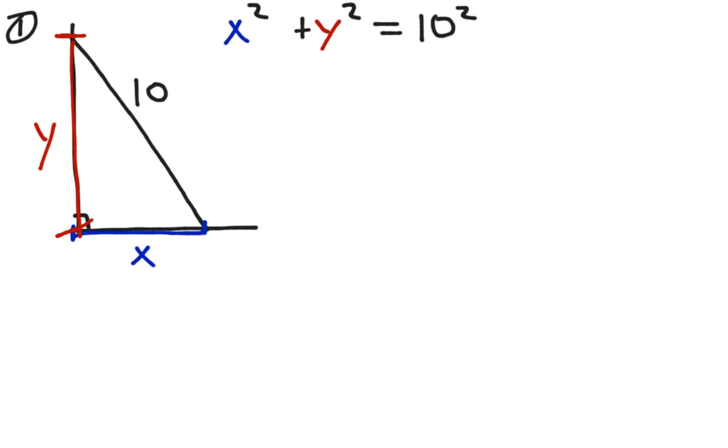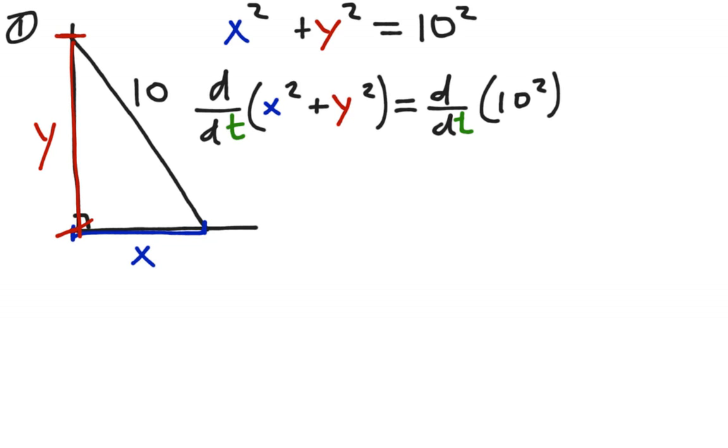Step 4, take the time derivative of each side to get the related rates equation. Cool. There it is. So let's do each part. Notice that on the right side here, 10 squared is 100, and 100 is a constant, so the time derivative is 0. So that's nice. That right side is going to be 0.